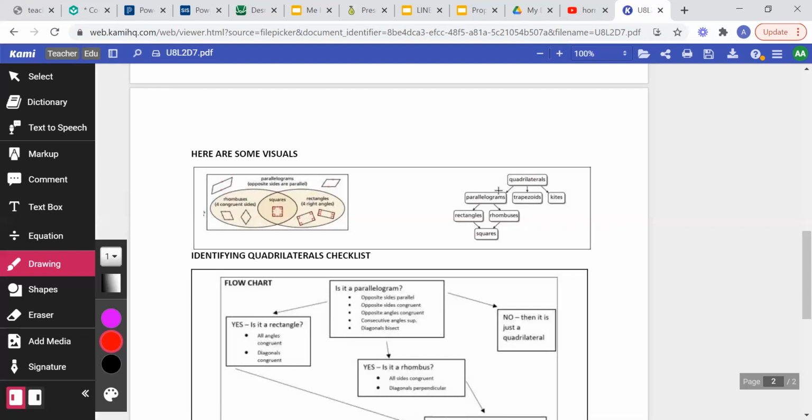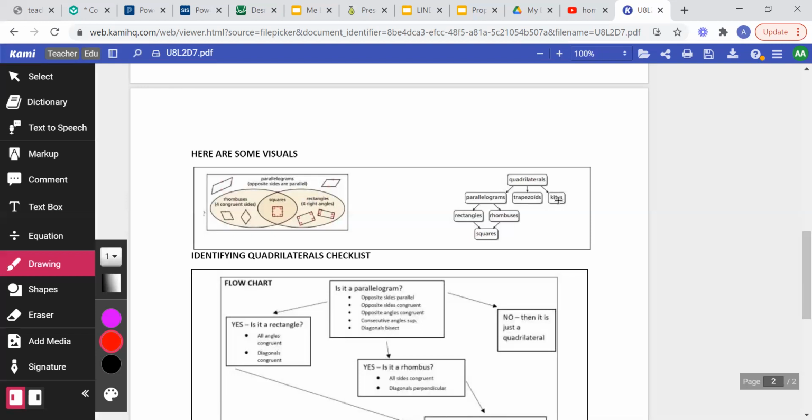And if you see this tree, a quadrilateral is a four-sided figure. Under quadrilateral, we have parallelogram, a four-sided figure with opposite sides being parallel. We have trapezoid. A trapezoid is just a four-sided figure, but with only one pair of sides that's parallel, okay? And then the kite, a four-sided figure with consecutive sides being equal.